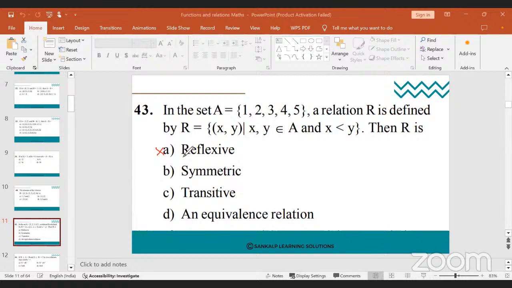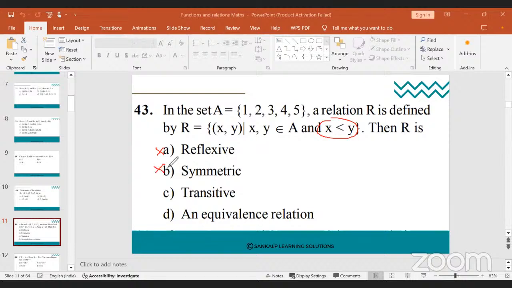Then x is less than y, which does not imply that y is less than x. Correct? It is clearly mentioned that x is less than y, which means y is not less than x. So R is not symmetric. Symmetric is also cancelled.